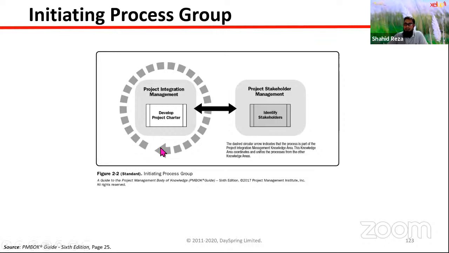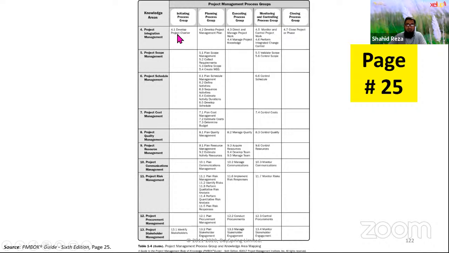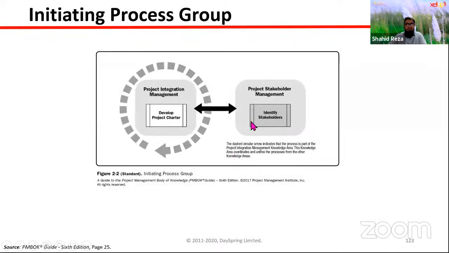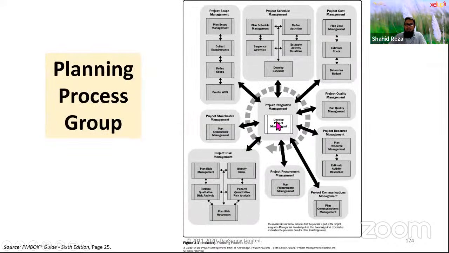All right. So these are some slides that are not important because I have already discussed this. When we are doing integration management, develop project charter, this arrow shows that at the same time, vertically, you have to integrate another process, right? Identify stakeholders. Similarly, when you do develop project management plan, you also have to integrate 23 processes, right? These are the 23 processes of different knowledge areas.